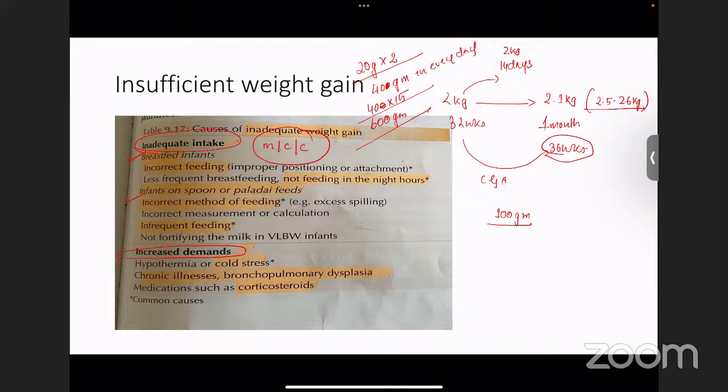In the last video, I described the prolactin reflex and when it increases and when it decreases. Please see that video. Because of the increased prolactin, more breast milk will be produced, and only then will the baby get adequate breast milk.